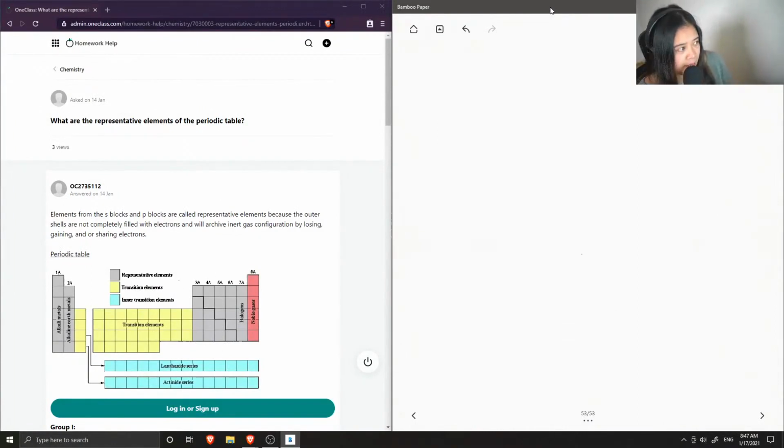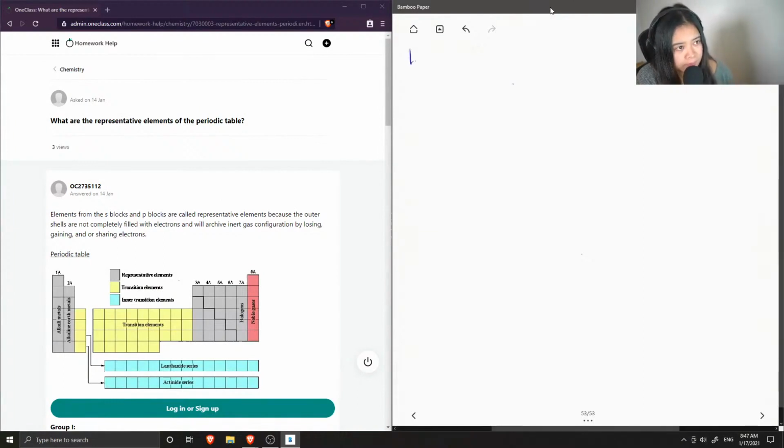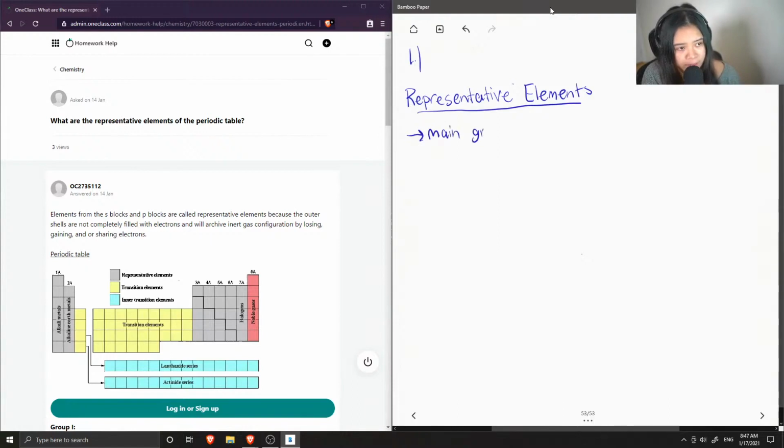Okay, so question one asks, what are the representative elements of the periodic table? Okay, so the representative elements. You can think of these elements as like the main group elements, in the S and P blocks, with the exception of the noble gases.